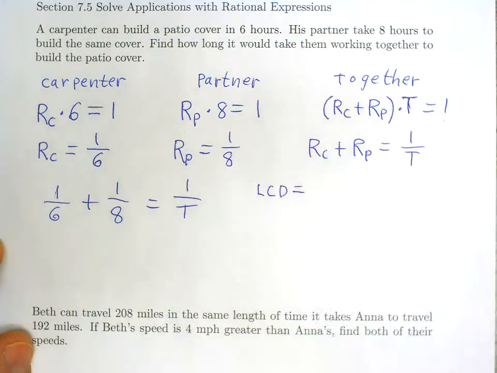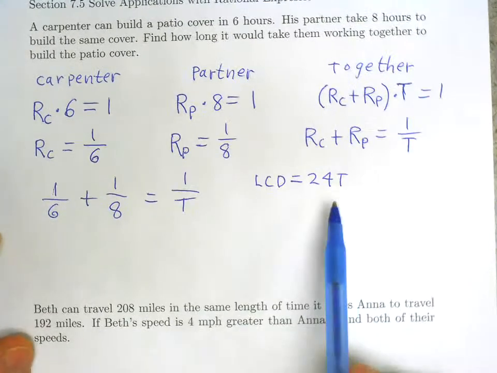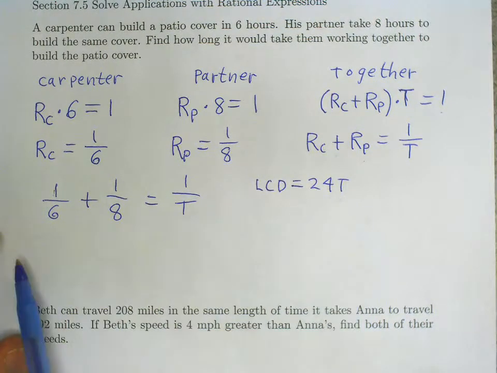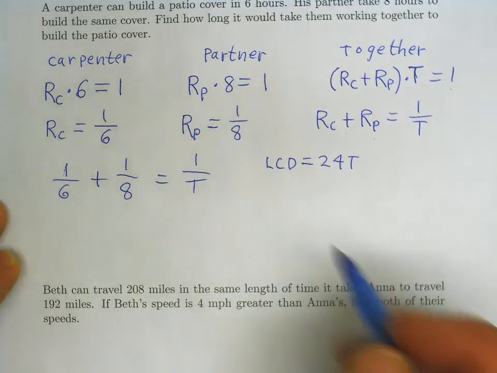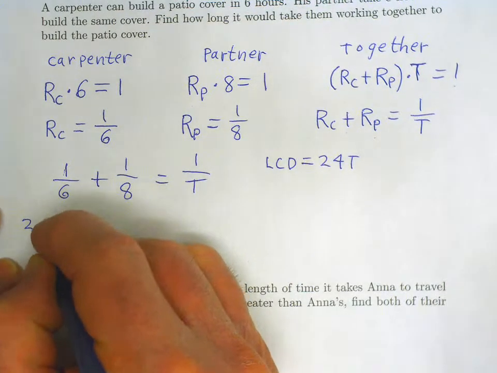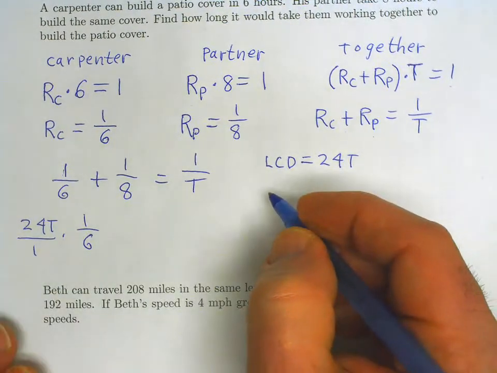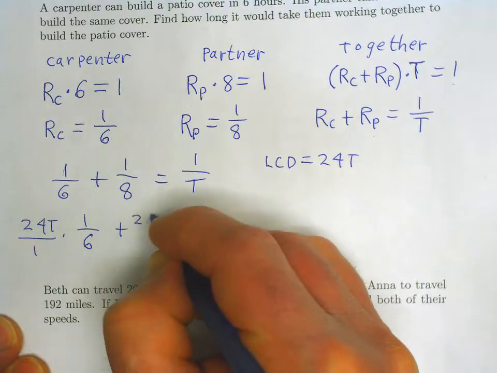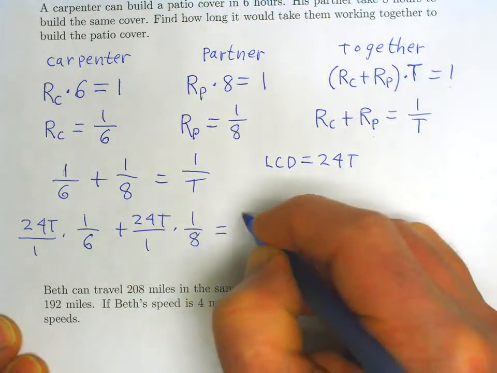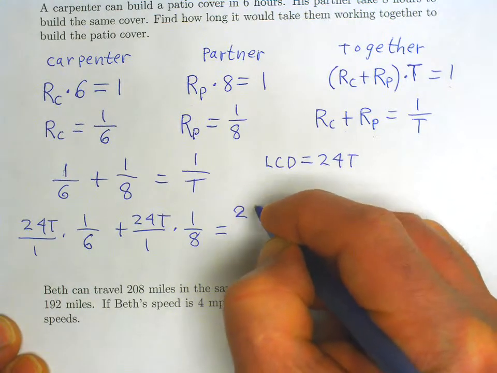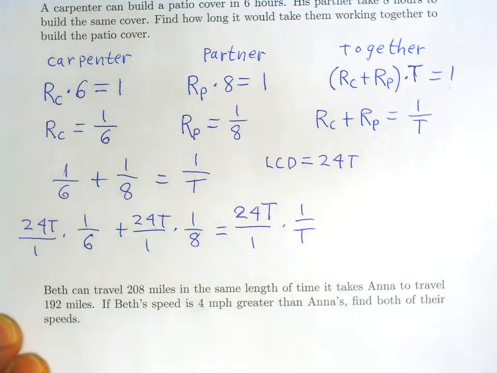So the least common denominator is just 24T. And we'll multiply every term on both sides by 24T. So 24T over 1 times 1/6 plus 24T over 1 times 1/8 equals 24T over 1 times 1/T.